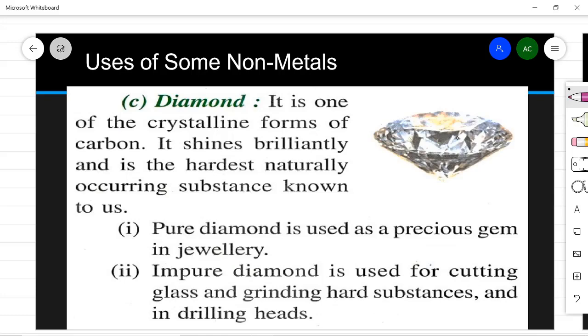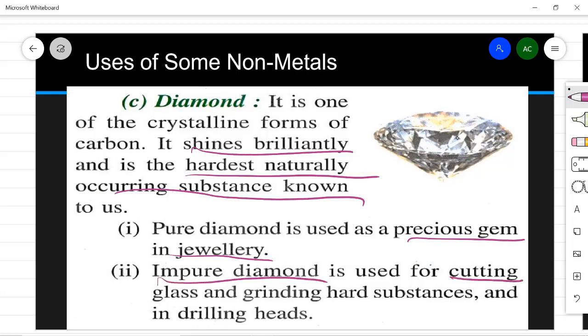Next form of carbon is diamond. It is one of the crystalline forms of carbon. It shines brilliantly, hardest naturally occurring substance, and it is used as a precious gem. जो pure diamonds है ज्वेलरी में यूज़ होता है, और जो impure diamonds है they are used for cutting glass and grinding hard substances, and in drilling heads. जो ड्रिल करने में जो आगे हेड लगा होता है वो इम्प्योर डायमंड का होता है, क्योंकि कितना हार्ड होता है, किसी भी चीज़ को काट के वो नीचे पहुंच जाता है.